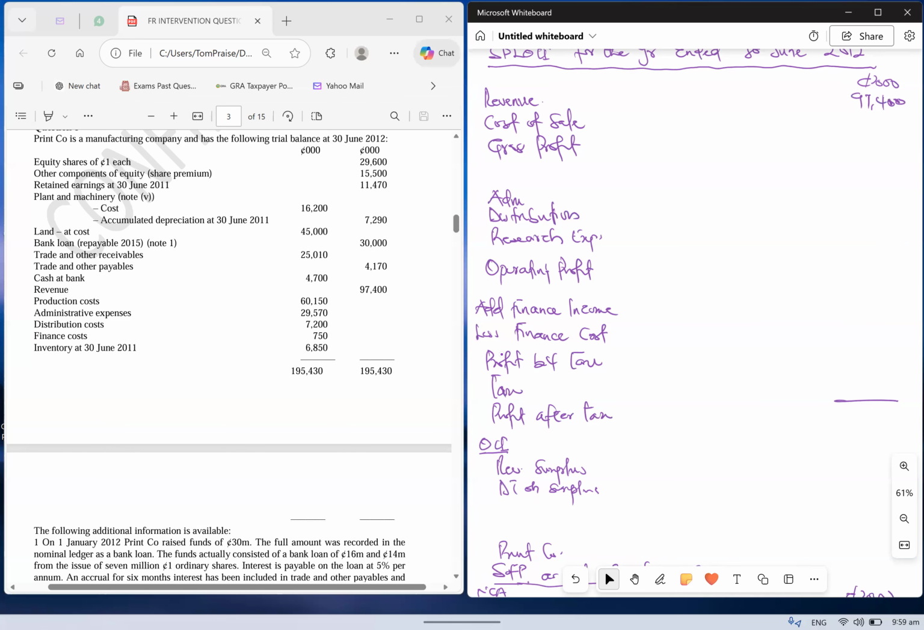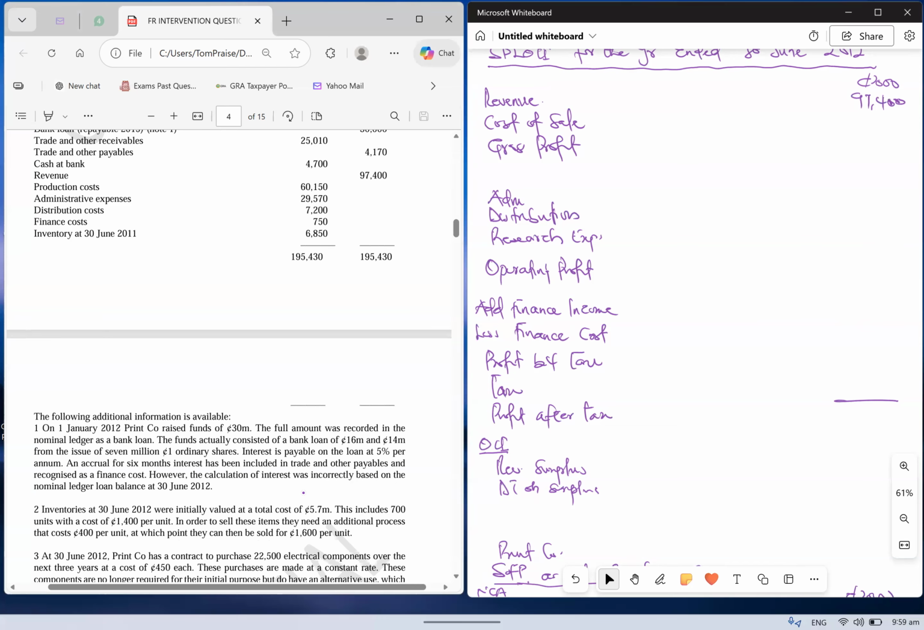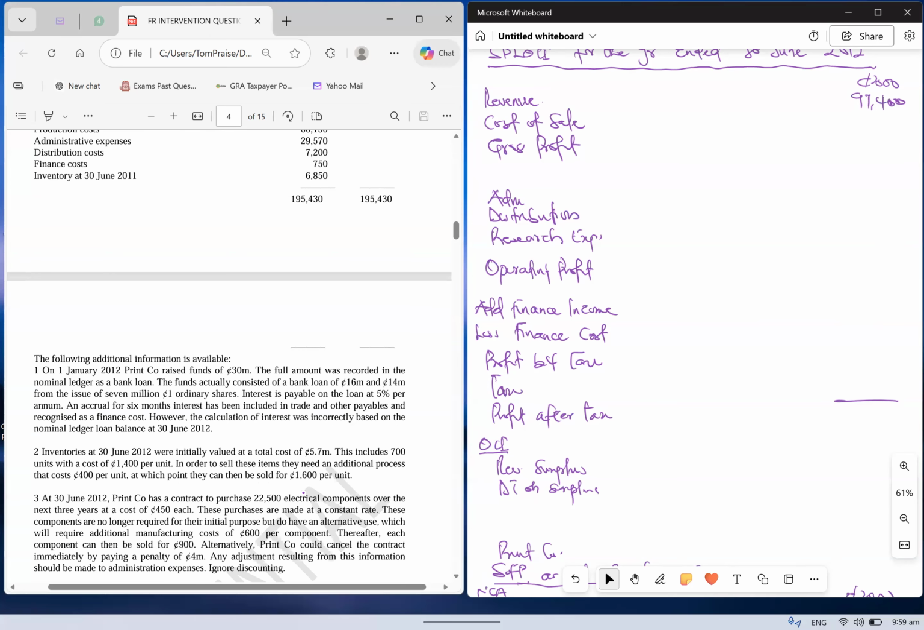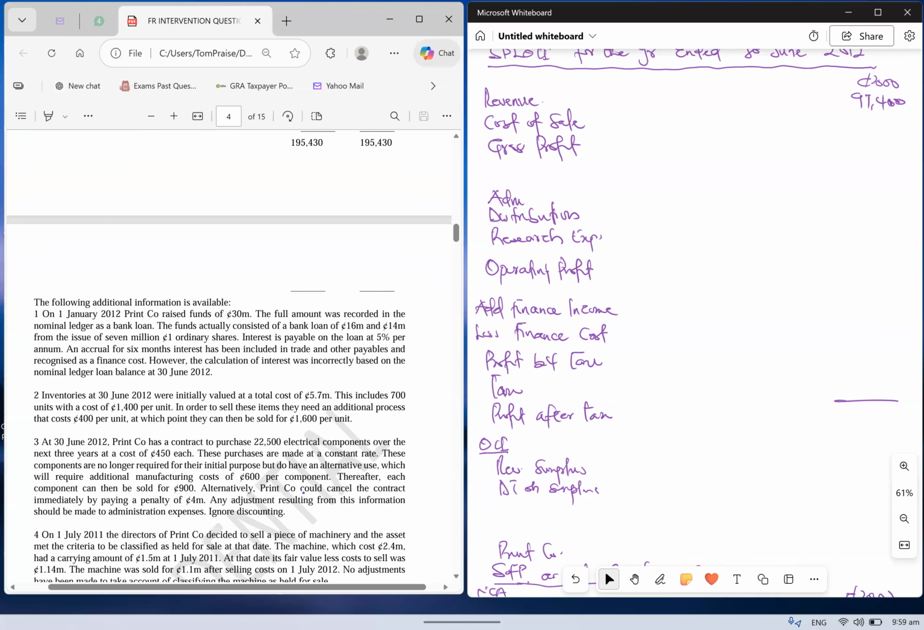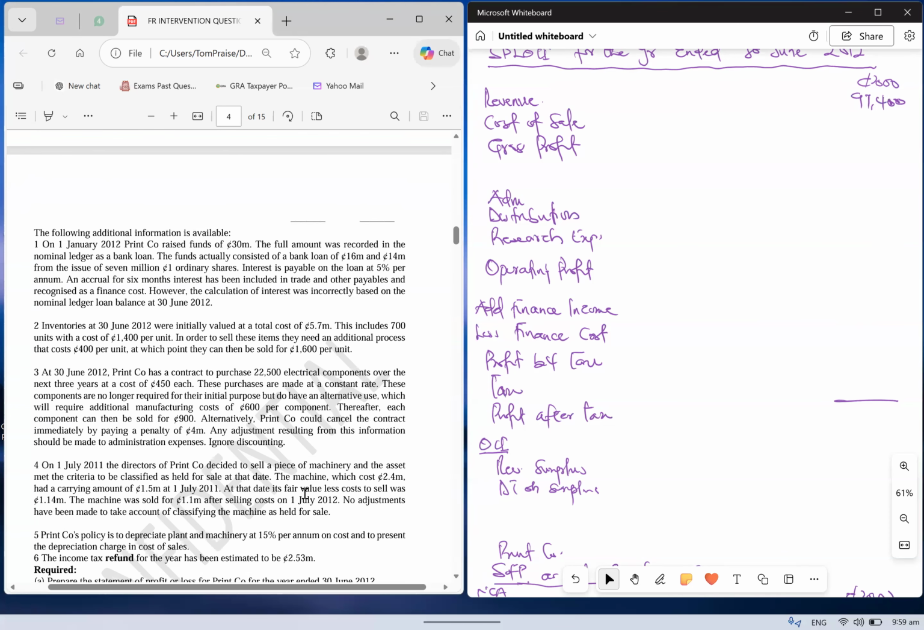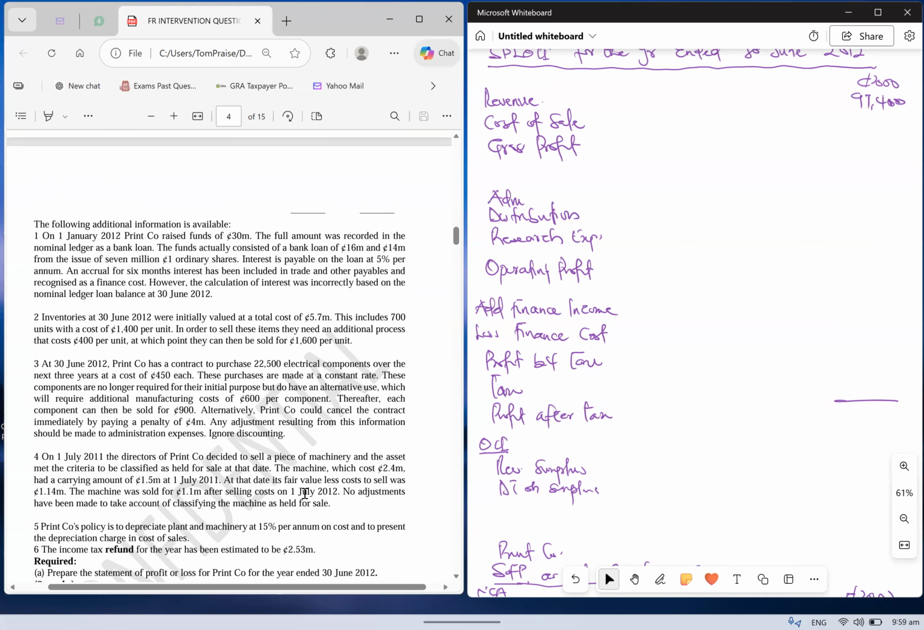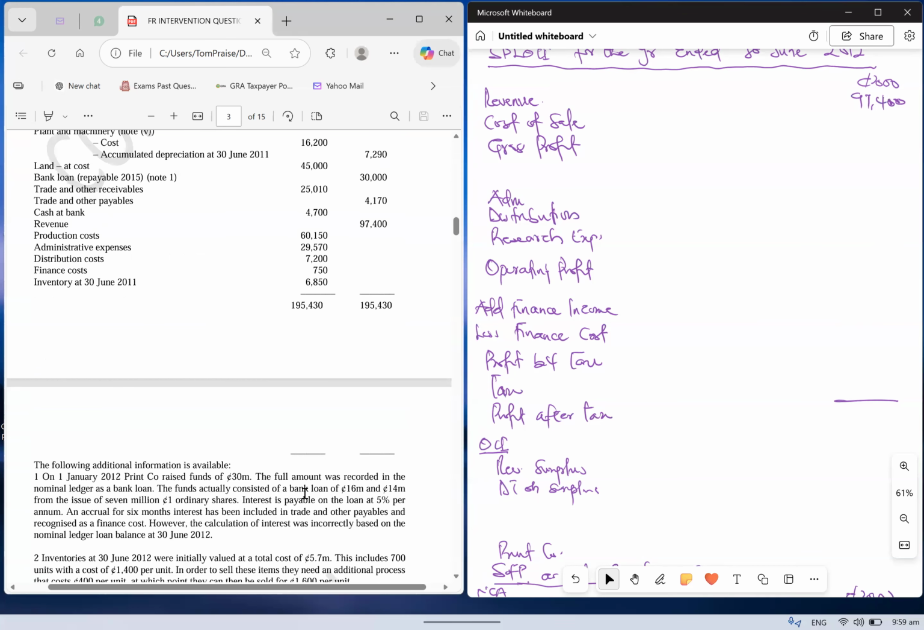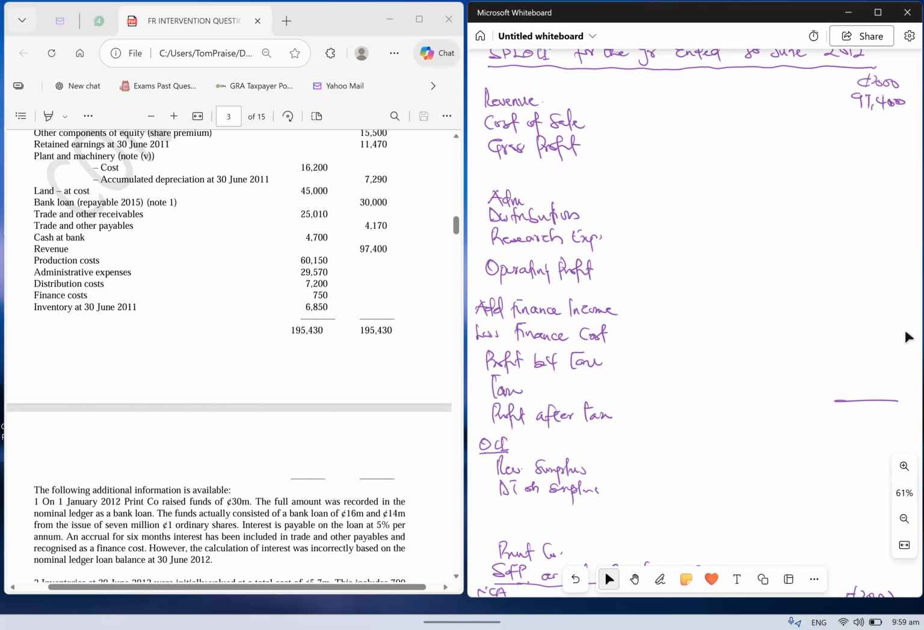So don't touch it. Did you see anything affecting distribution expenses, admin expenses? Yeah, I think admin, I saw one. Yes, there was this one, note 3, admin. What about distribution? They didn't say anything about distribution. So what is the distribution figure? 7,200. There is nothing like research expense in this question, so fine. So from there, I will get my operating profit.